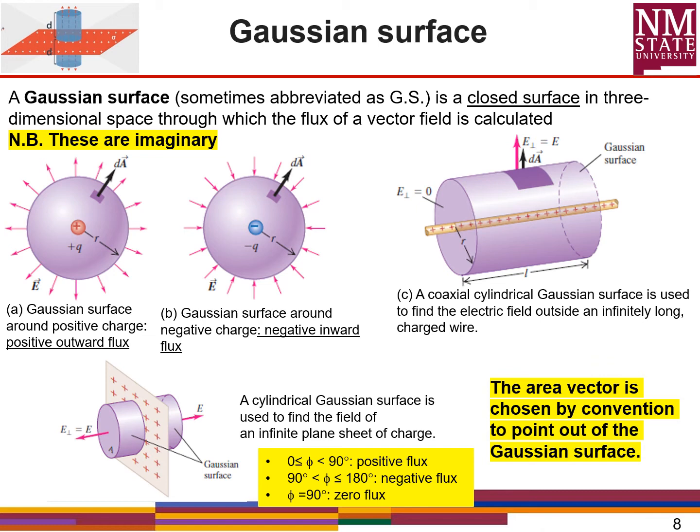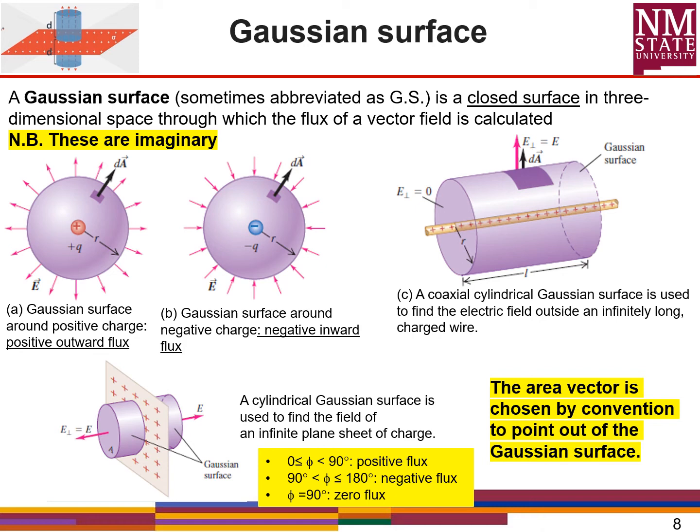So if you have a surface, you can define an area vector. The thing is, the area vector should be perpendicular to that surface. And in this case, the important thing is the area vector is chosen by convention to point out of the Gaussian surface. So that's why you can see here is our area vector. You can see it points out of the Gaussian surface.